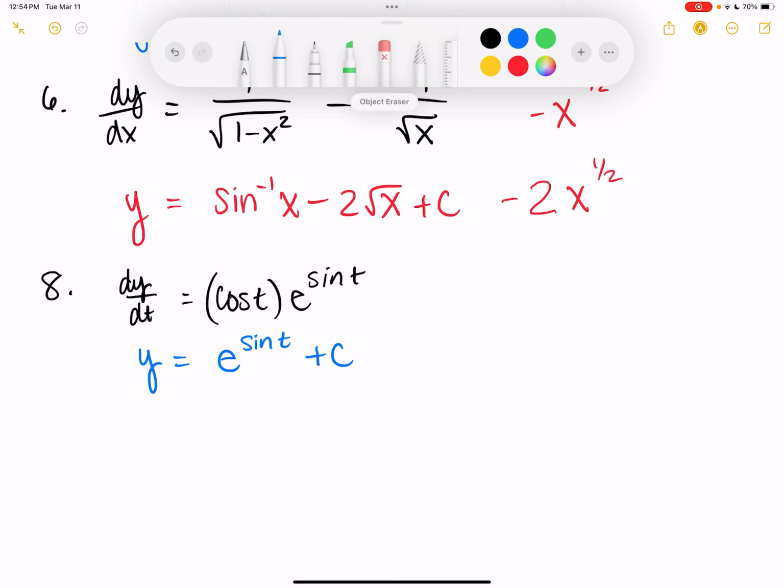I'm going to erase this up here because I feel like that's looking really confusing, but that problem ended at plus c. Yeah, I was thinking about that yesterday. I was looking back and I was like, what in the world?